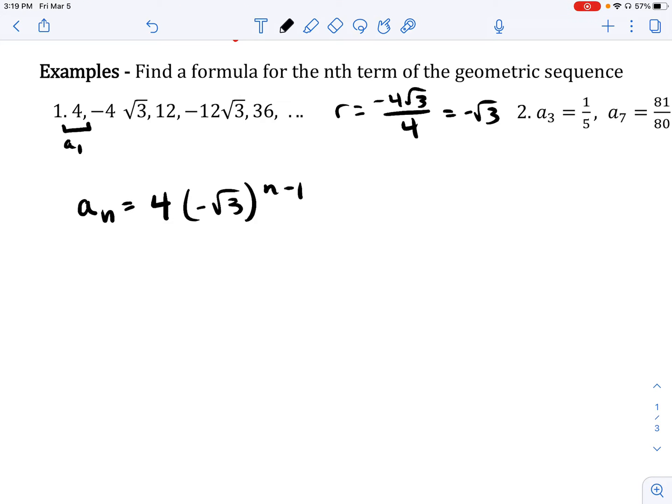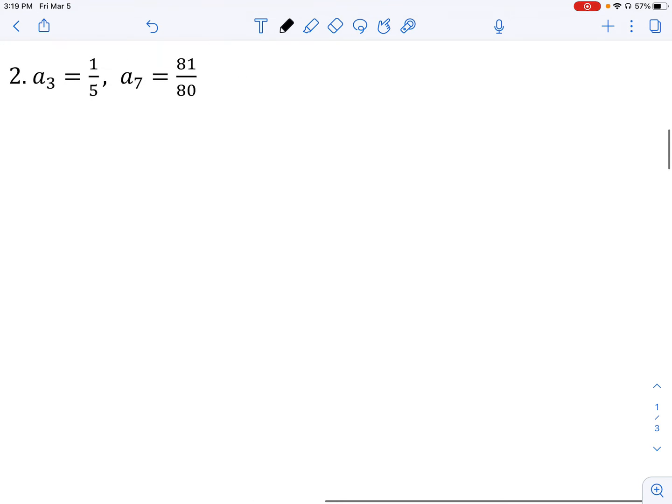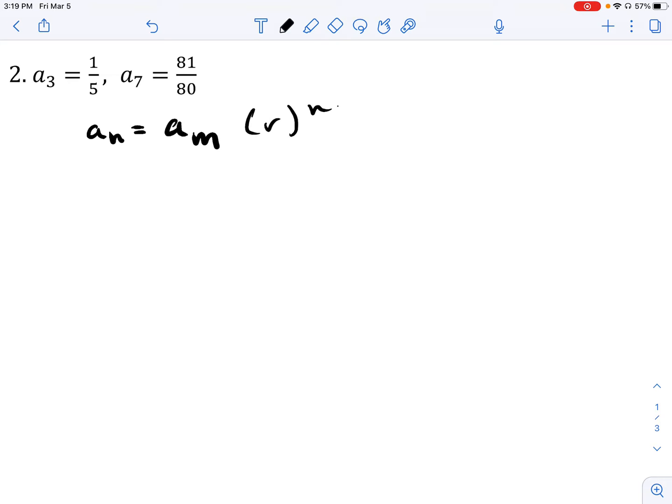Now let's try another sequence where this time we're not given the first term. In fact, we're only given 2 terms in this sequence. And the first thing we're going to need to figure out is my common ratio here. So I'm going to use my a sub n is equal to a sub m times r to the n minus m.